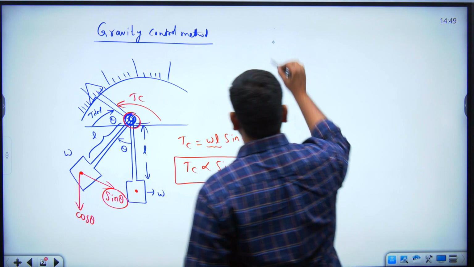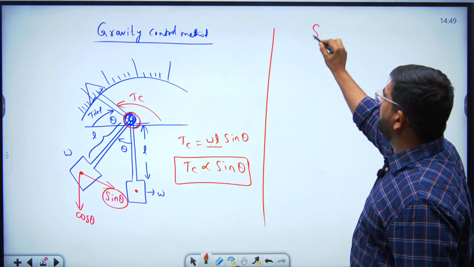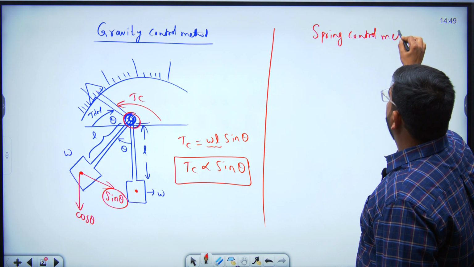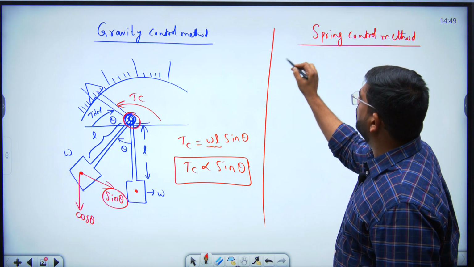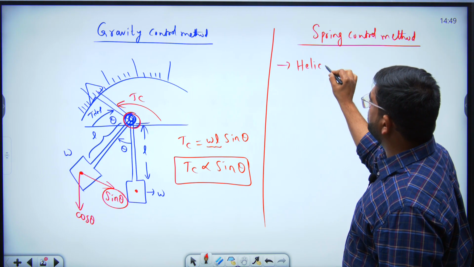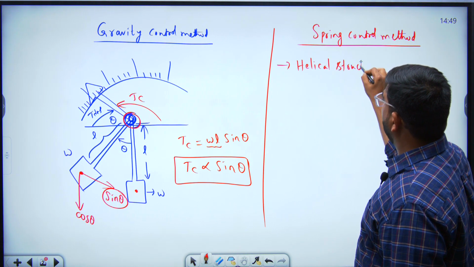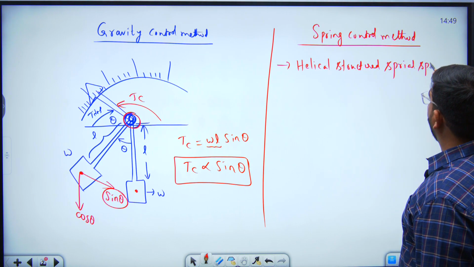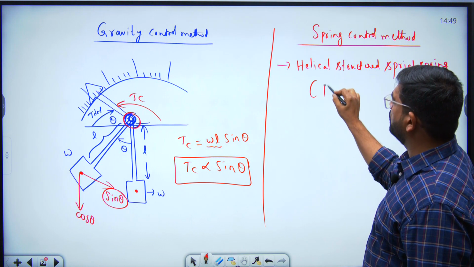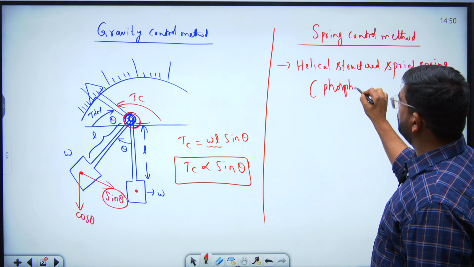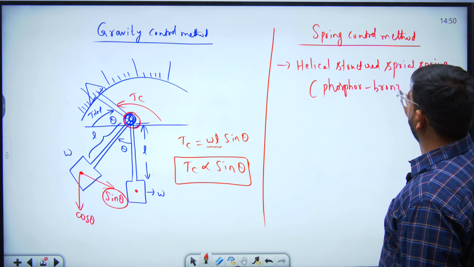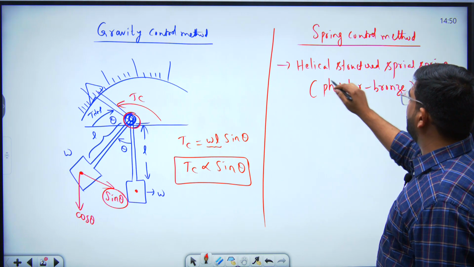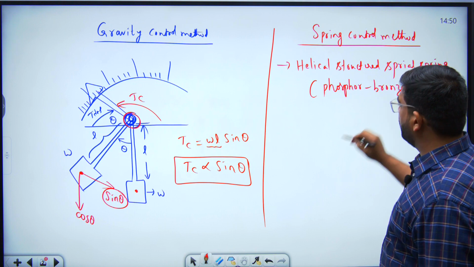Suppose I am going with spring control method. Spring control method means we are using a helical structured spiral spring, which is made up of phosphor bronze material. This is also an important question. Sometimes they ask spiral springs are made up of which material? Phosphor bronze material. Helical structured spiral spring, which is made up of phosphor bronze material.